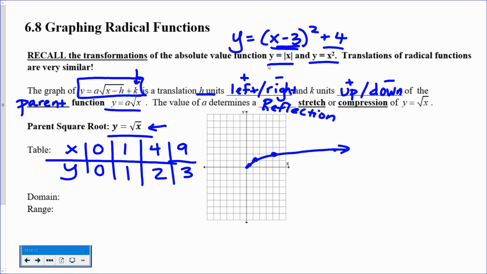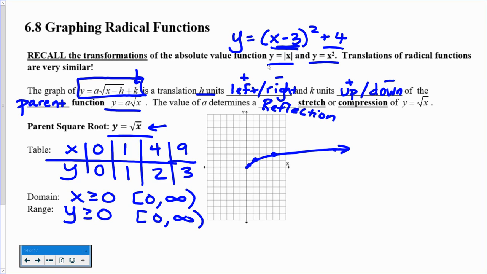So for my domain, we talked about domain and range in our last lesson. All of my x values must be greater than or equal to 0, and all of my y values must be greater than or equal to 0, or we also talked about interval notation, 0 to infinity. Okay, so that's my basic graph. So these are the 3 points I'm going to be moving around over and over in our translations when we move on to the next set of examples.